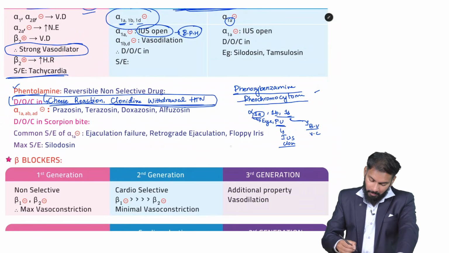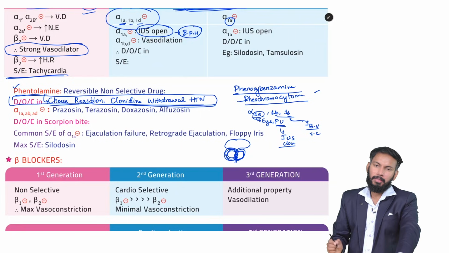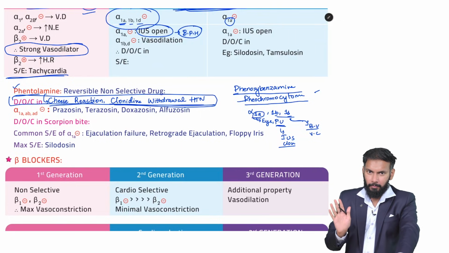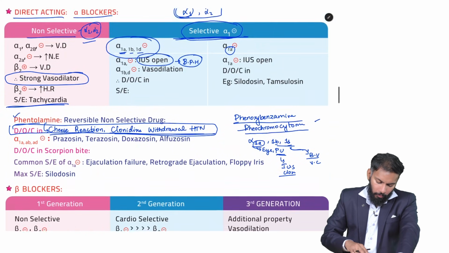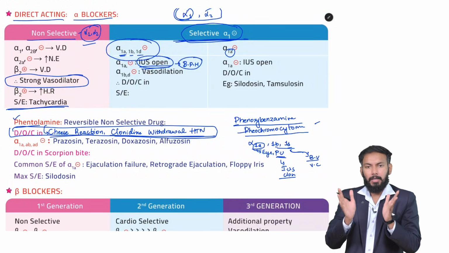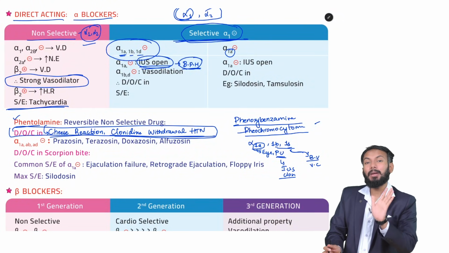BPH means benign prostatic hyperplasia. Let us suppose this is the urinary bladder and this is the urethra. Then there is the prostate gland. If the prostate gland is increased in size, it will compress this urethra and the person is not able to urinate properly. This happens in old people. Now, if you give an alpha 1A blocker, it will open this sphincter a little and it will relieve the symptoms. So it can be used in BPH for symptom relief.